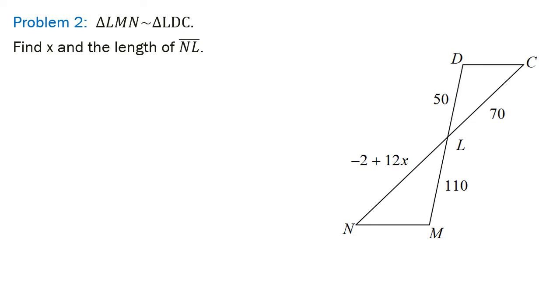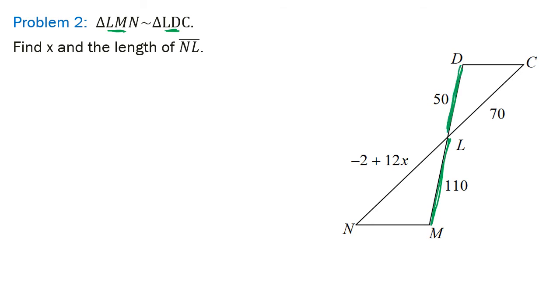Our next problem, once again, are two similar triangles, as we can see in the similarity statement above. They ask us to find x and then find the length of NL. When we have a picture like this, sometimes it can be tricky to figure out which sides correspond to each other. And this is where looking at the similarity statement is really important. So I want to know, what does LM correspond to in this smaller triangle up at top? LM is the first two letters, so it matches the first two letters in the other triangle, which means it matches LD.